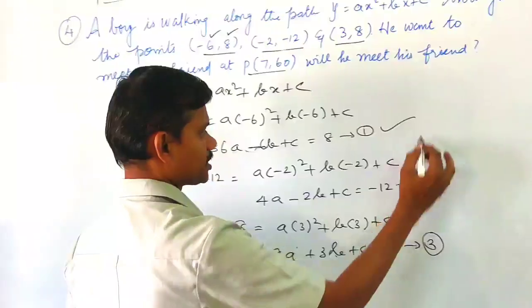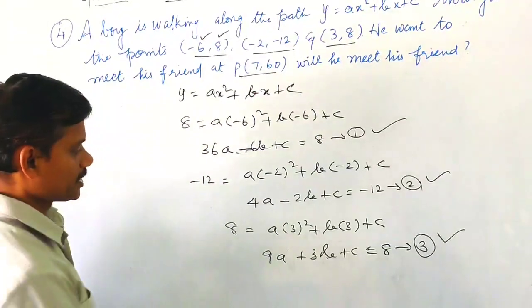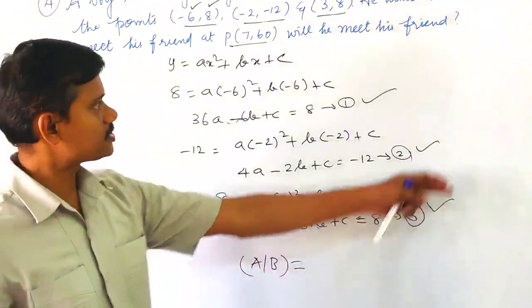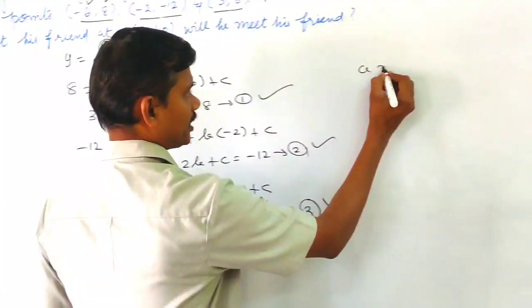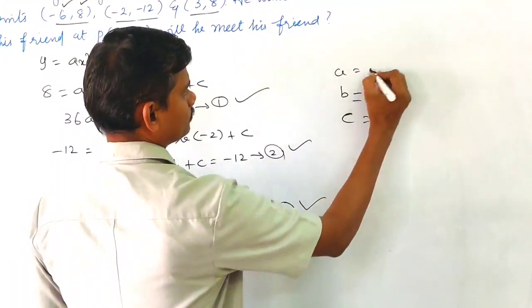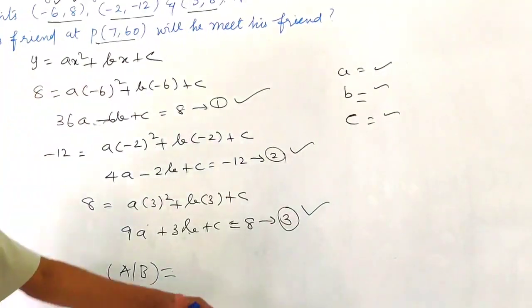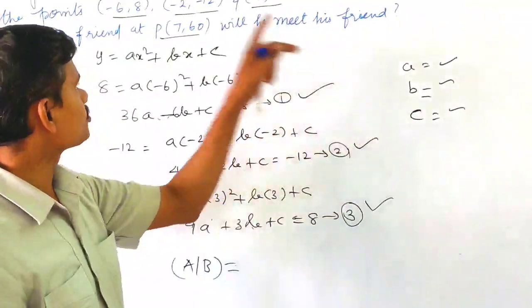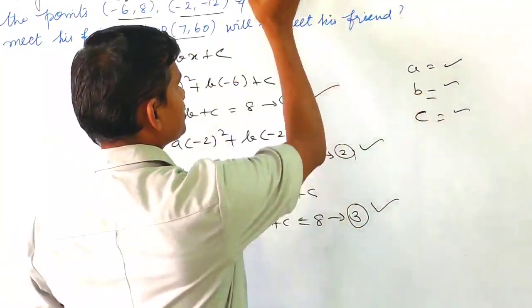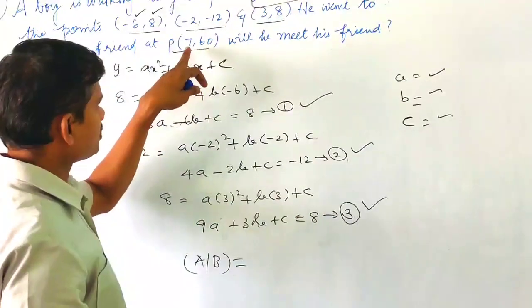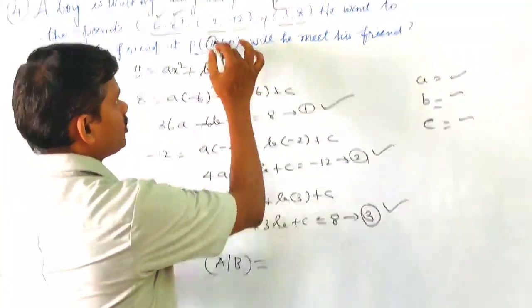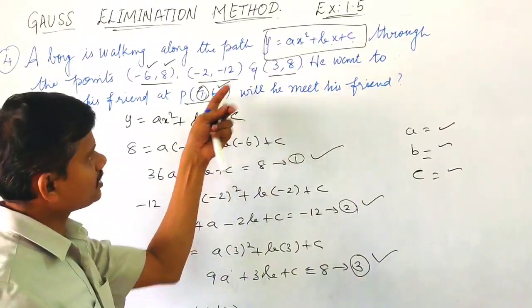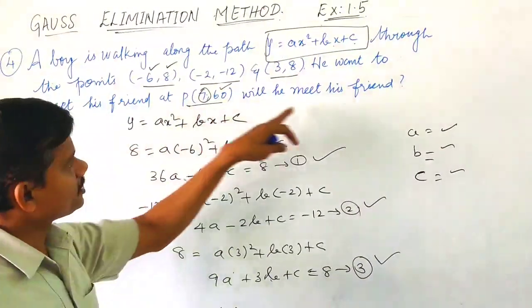Using these 3 equations, we have to write the augmented matrix, and then we can solve it and get the answers for a, b and c. So I leave this sum to you. We have to do this sum as homework, to get the values of a, b, c and substitute them in the given equation. At last you have to substitute the value of x as 7. If you substitute x as 7 and get 60, then this friend will meet each other.